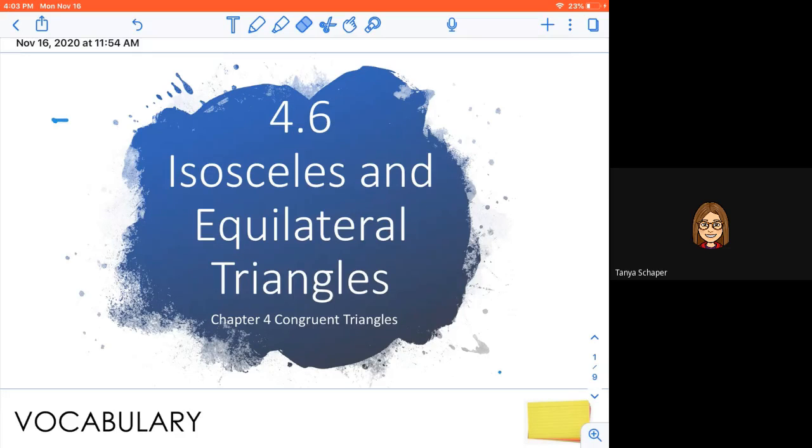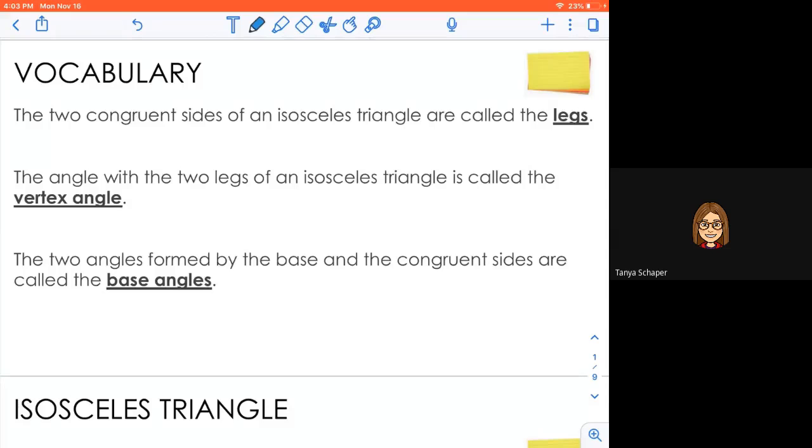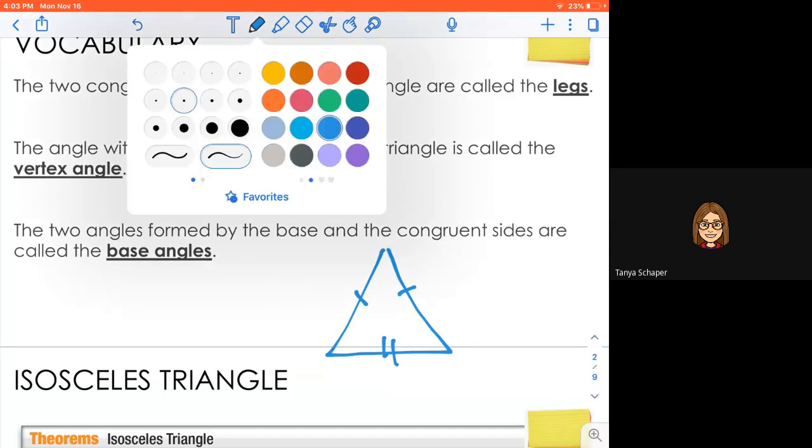So this first slide's got a note card, which means I want you to get this information on a note card. It's basically giving you the names of all the parts of an isosceles triangle. It's really important that you understand what those names are. So I'm going to draw a little picture here to show you what each of those pieces are.